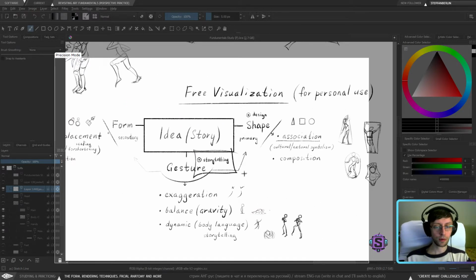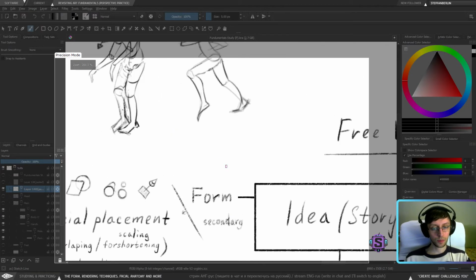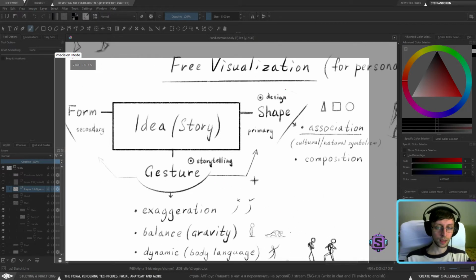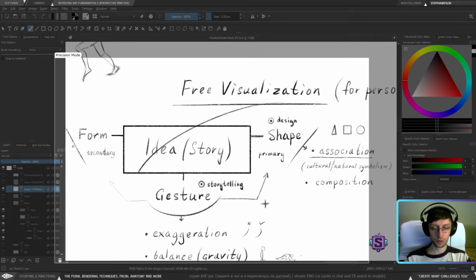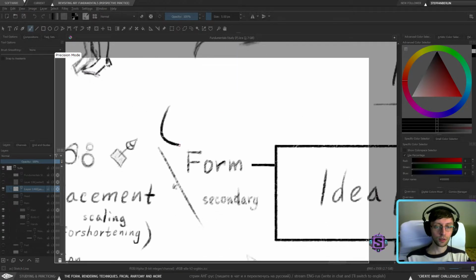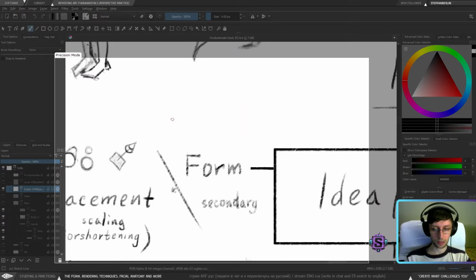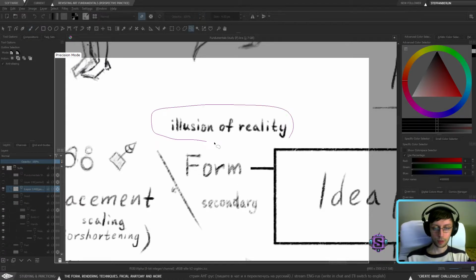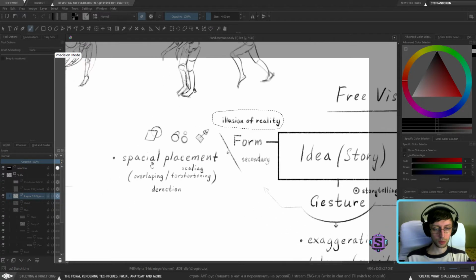So again, this is more like a theoretical thing, and this is why it's super abstract, because it's pretty hard to control those things, and this is the only thing that we will be able to control. It's basically illusion of reality. So this is a technical aspect which we will be able to control quite a lot. So I don't believe that we're going to struggle with spatial placement.